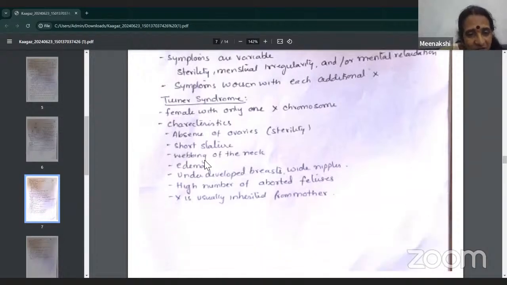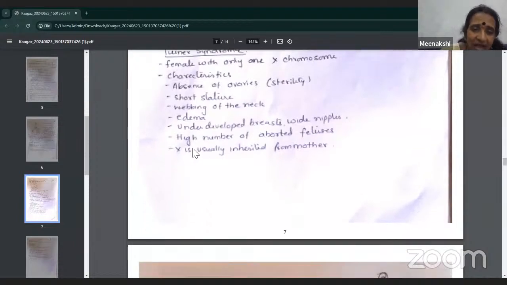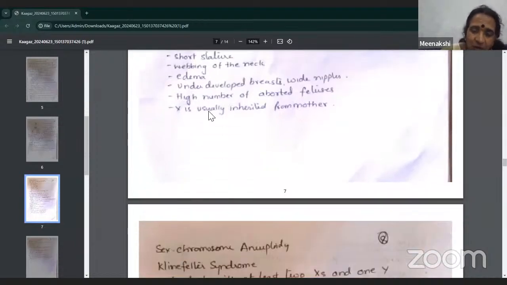So what is the syndrome you see, Turner syndrome, characteristics of Turner syndrome? Females have only one X chromosome. What are the characteristics? Absence of ovaries. You will see sterility, short stature, webbing of the neck, edema can be seen, underdeveloped breasts with nipples, a high number of aborted fetuses can be expressed. The X is usually inherited from the mother. So as these abnormalities occur, they will lead to sexual deformities.